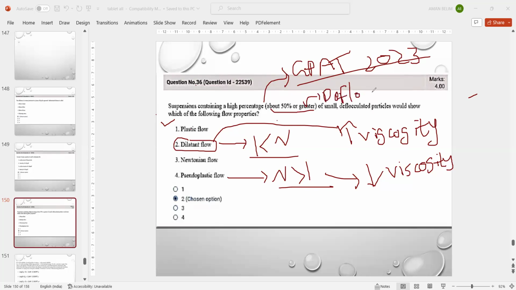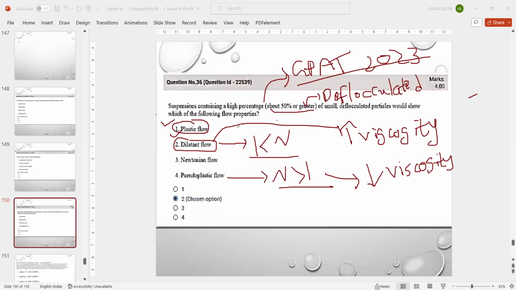Okay, and flocculated suspension will show which kind of flow? Not pseudoplastic, not Newtonian. Plastic. Yes, it's a plastic flow. Okay, Bingham bodies and the flocculated suspension, they will show the plastic flow.